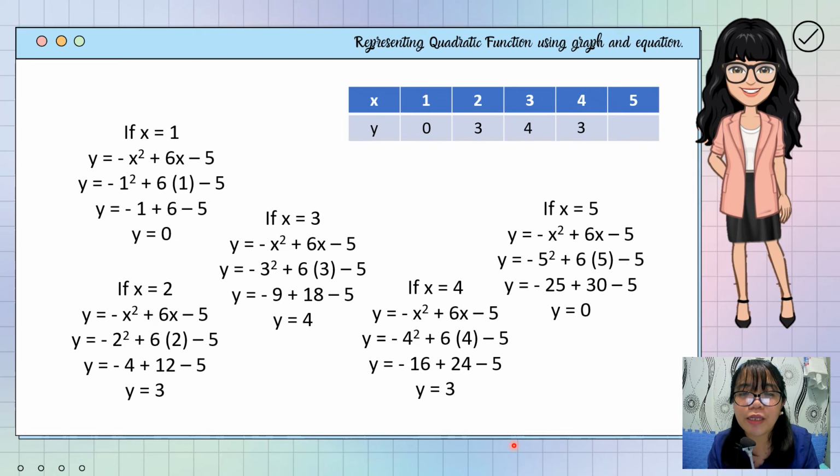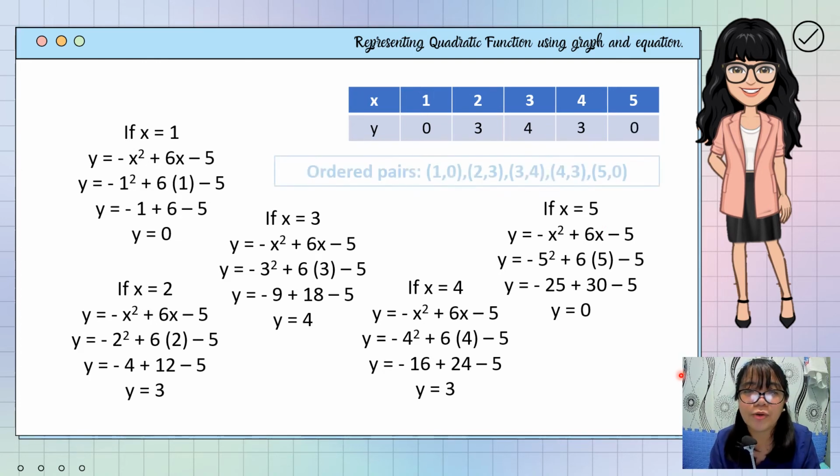And then last one, if x is equal to 5, we have y equals negative 5 squared plus 6 times 5 minus 5. Negative 5 squared equals negative 25. 6 times 5 is equal to 30, minus 5. Negative 25 plus 30 is positive 5. Positive 5 minus 5 equals 0. So if x is equal to 5, then y is equal to 0. This will be our last ordered pair, 5, 0.